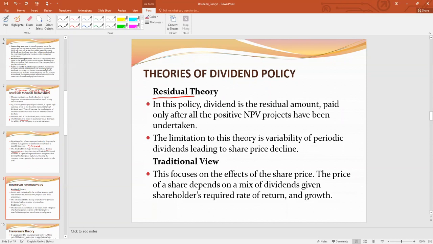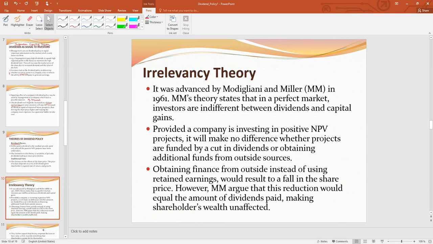Either way. The next theory is called the dividend irrelevance theory, the Miller and Modigliani theory. In fact, the Miller and Modigliani, or dividend irrelevance theory. Now, Miller and Modigliani, these are two economists.